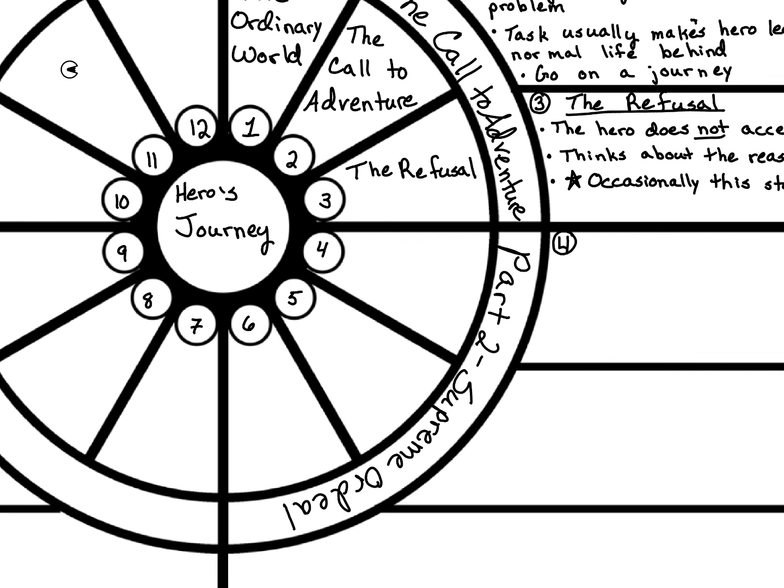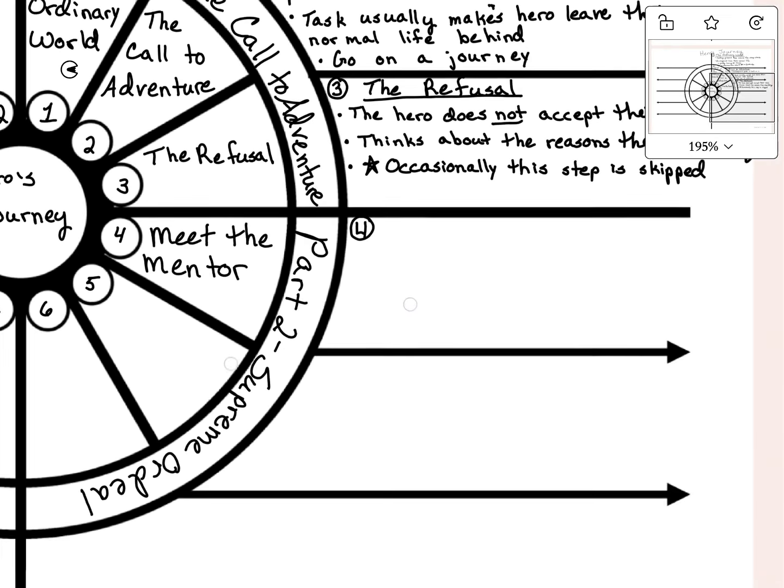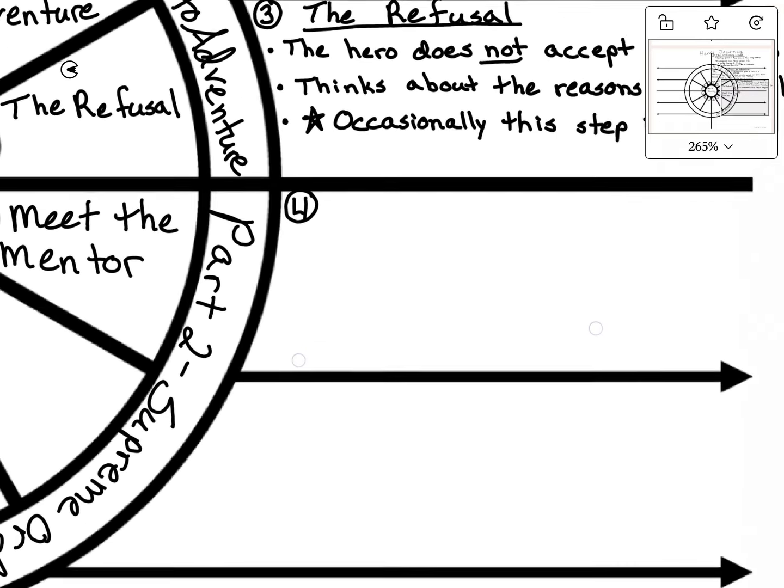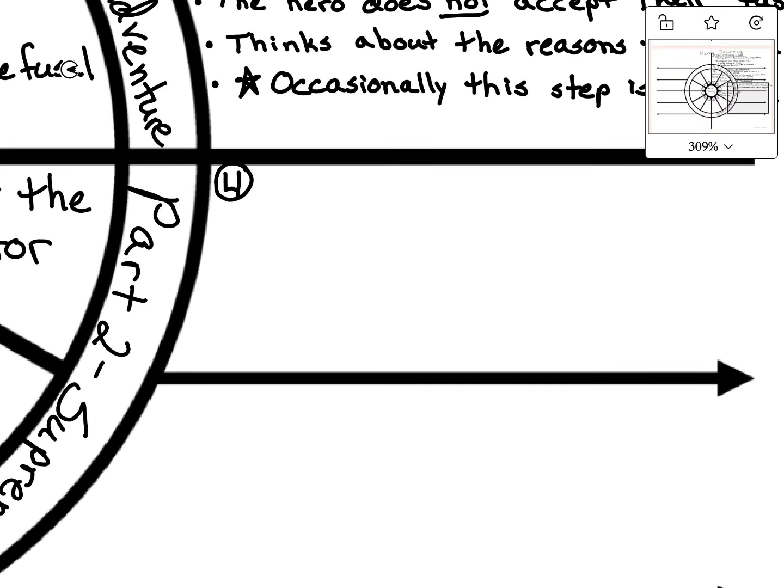So let's get started with section number 4, which is called Meet the Mentor. This is the section in Harry Potter when Harry meets Hagrid.